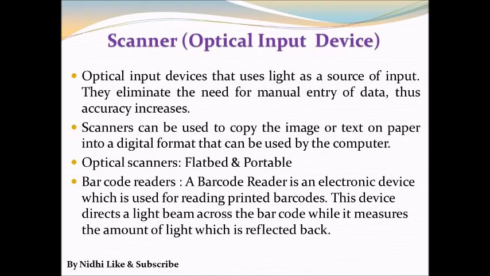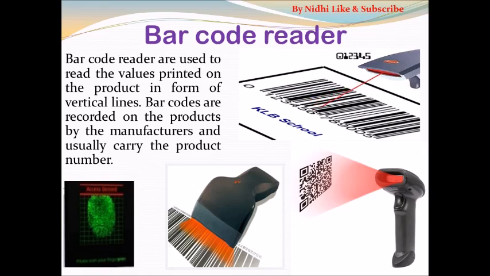It is an electronic device which is used for reading printed barcodes, that is in the form of black and white lines. This device directs a light beam across the barcode, and measures the amount of light which is reflected back. So black means absorbing light and white means reflecting light. Okay. So here you can see the image of barcode reader. It is reading the barcode and numbering is also given.